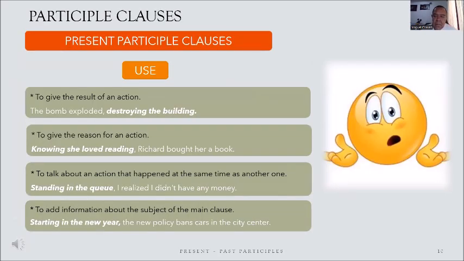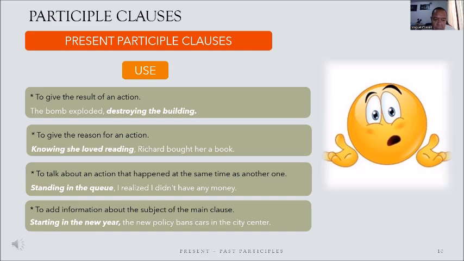Here are some common ways we use the present participle clauses. Note that present participles have a similar meaning to active verbs. To give the result of an action: The bomb exploded, destroying the building. To give the reason for an action.